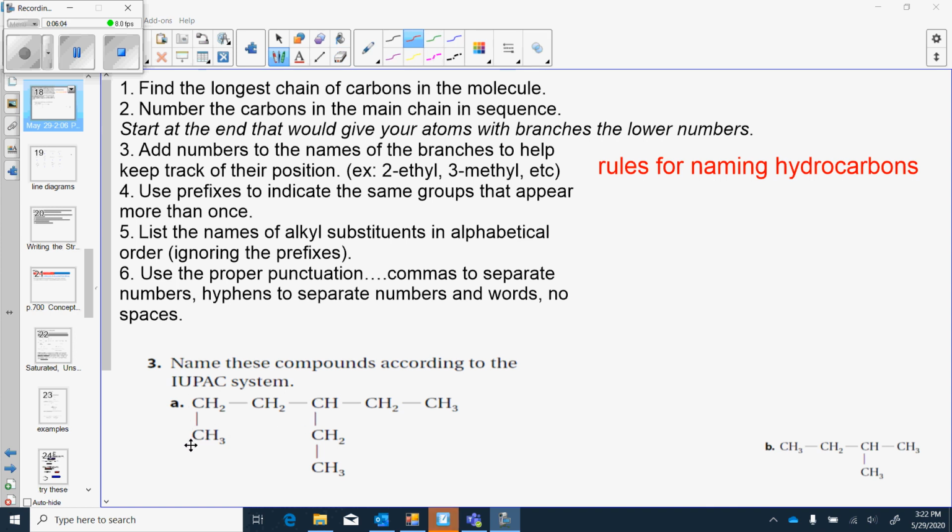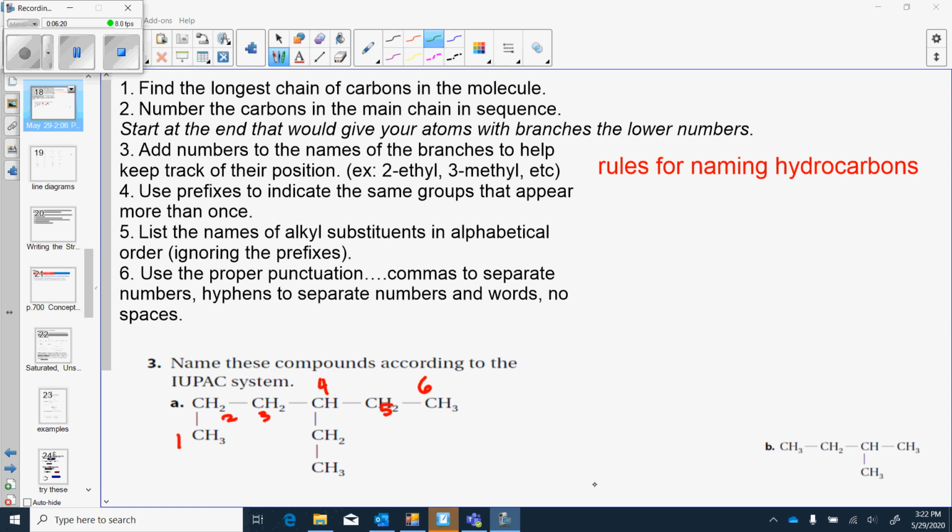So let's say we number it. We say this is 1, this is 2, this is 3, this is 4, this is 5, and this is 6. Right? So we get to number in order. So we can number this way. Our branch would be off of the 4.